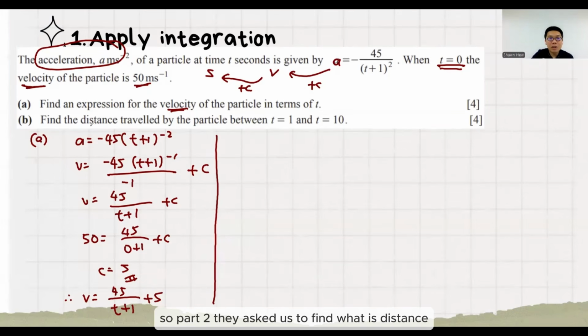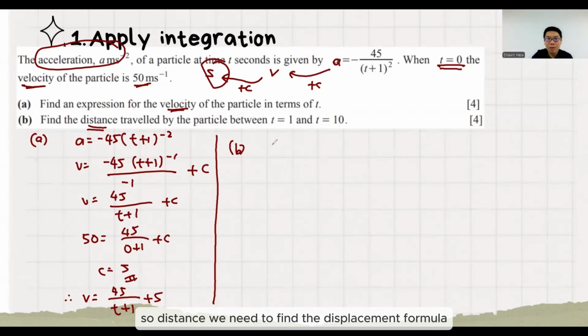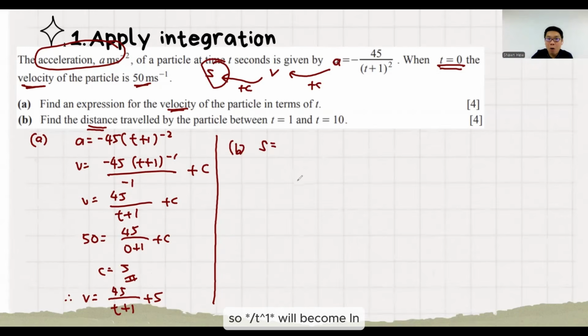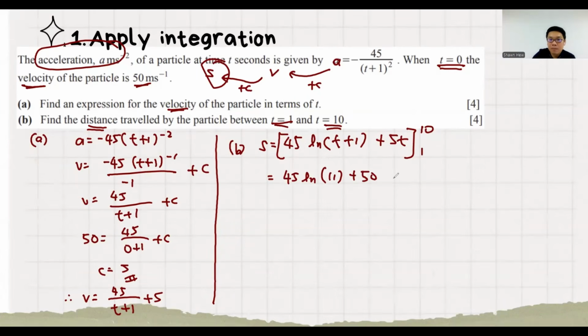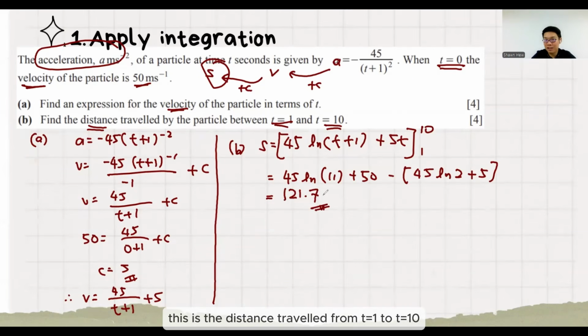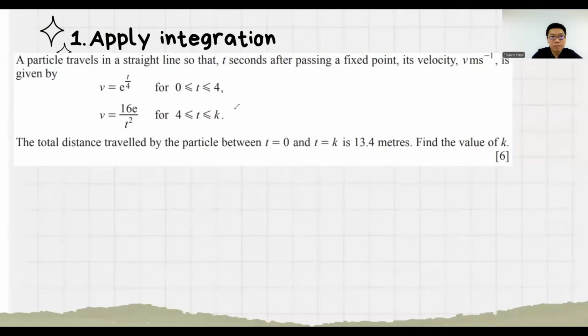So part 2, they ask us to find what is distance. So for distance, we need to find the displacement formula. So 1 over t will become ln, and then plus 5t. You find that this question is actually a definite integral. So instead of finding plus c, you can directly find the definite integral from 1 to 10. Then you substitute. 1 to 1.7. So this is the distance traveled from time 1 to time 10.